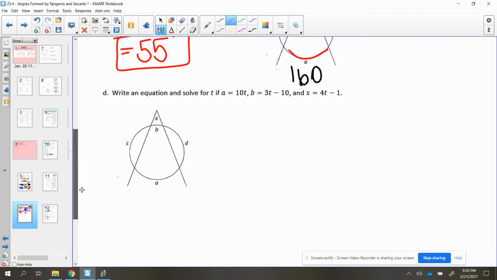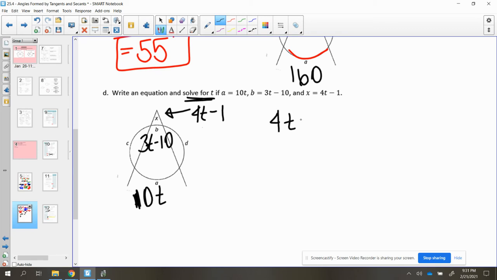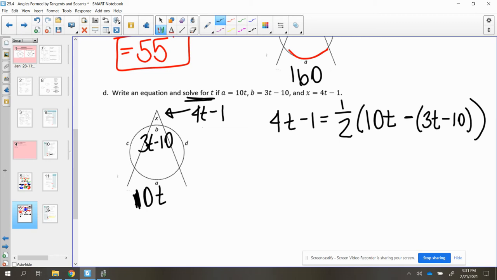Last but not least, we have a little bit of algebra involved. This time we're going to solve for t. They're telling us A is 10t, B is 3t minus 10, and our angle itself is 4t minus 1. So we know that that angle measure, 4t minus 1, is going to equal half of far arc minus near arc. Now be careful because we want to make sure we put parentheses around the 3t minus 10, since that subtraction sign will need to go to both pieces.